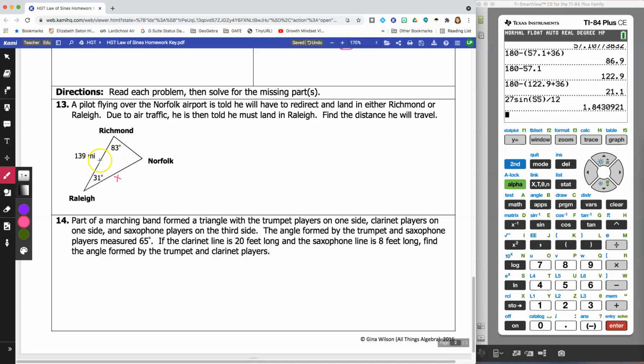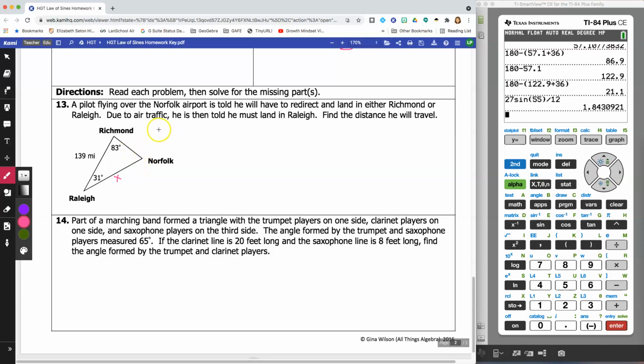We have one side length, and the side length that we're given is not... and we're given one side length. So this will allow us to use the law of sines, and we're going to find an angle or a side length. So we're going to put that in the numerator. So the first thing we need to do, though, is find what is this angle measure between turning towards Richmond and then coming back and turning towards Raleigh.